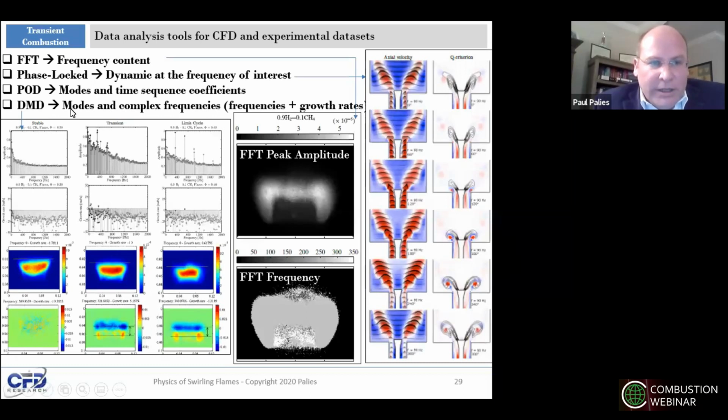And you can also implement POD or DMD analysis to detect the structures and the spectra of these structures. That was done recently on the low swirl injector here. And we can see that it helped to retrieve the key oscillating mechanism.